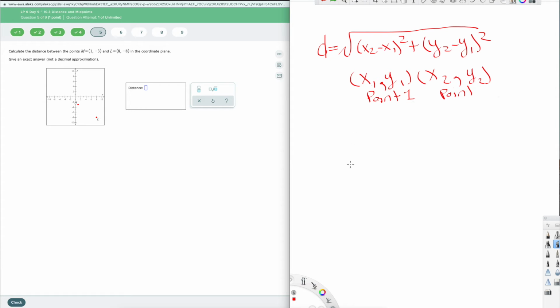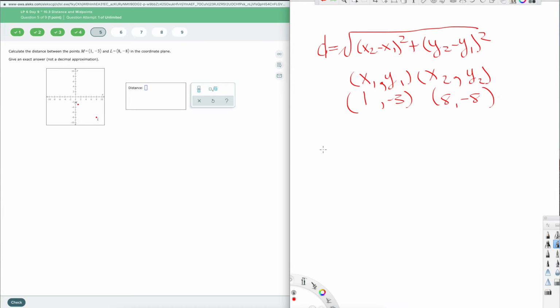So I'm going to erase point 1 and point 2 so I can write these underneath. I'm going to have 1 and negative 3, and 8 and negative 8. If you add labels above your points or below your points, however you add the labels, it makes it super easy to go through and fill this in.